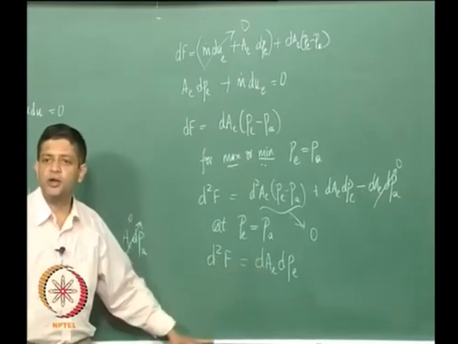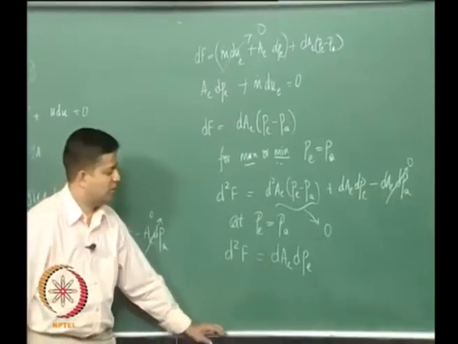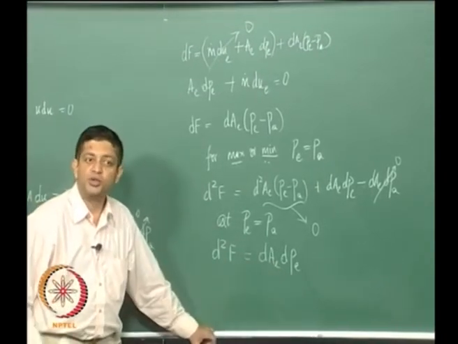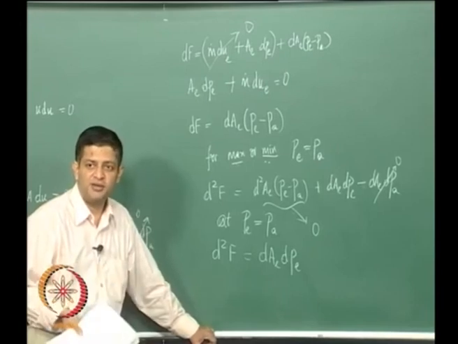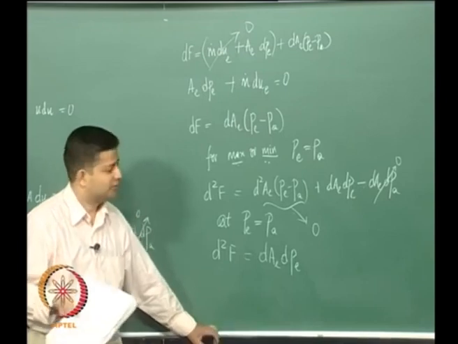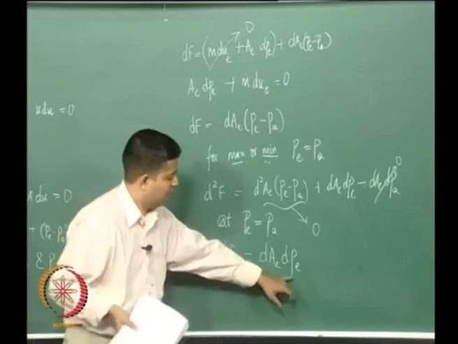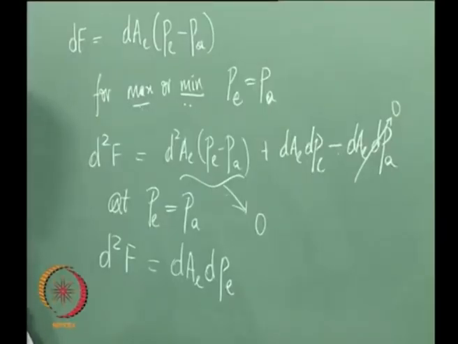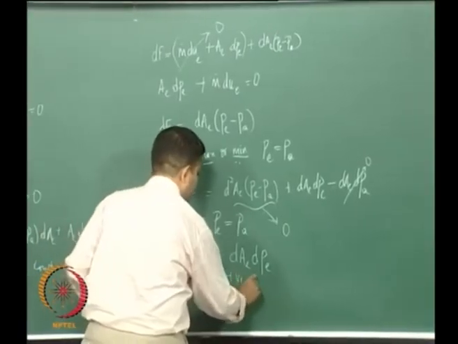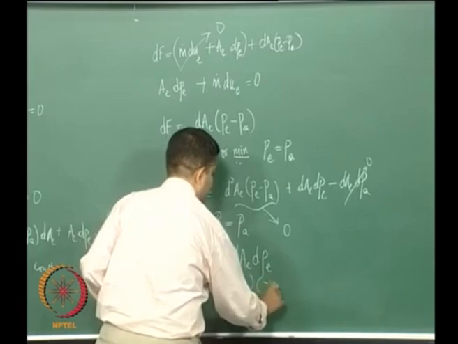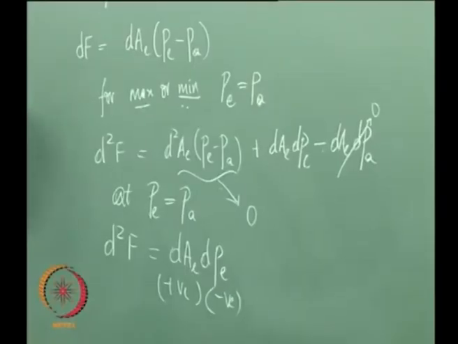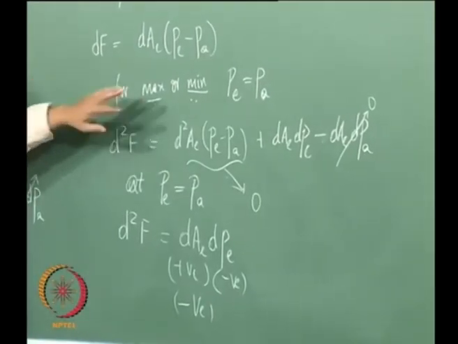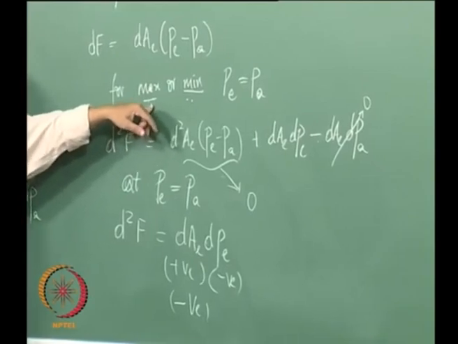In the supersonic portion of the nozzle, the convergent divergent nozzle, what is dAe, whether it is positive or negative? In the supersonic portion, that is in the divergent portion, the area is always increasing, right. So, it is positive, and if you look at what happens to pressure in the nozzle, it is decreasing. So, the derivative will be negative. So, you have one positive term and one negative term, the product will always be negative, and therefore, this is a maxima. So, we have a maxima at P is equal to PA.